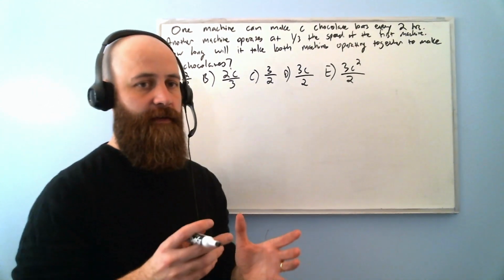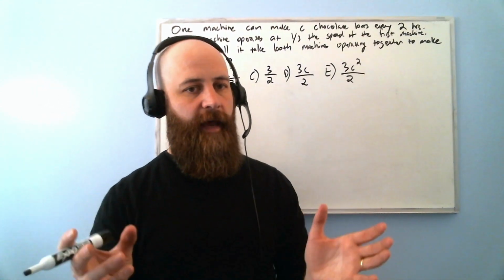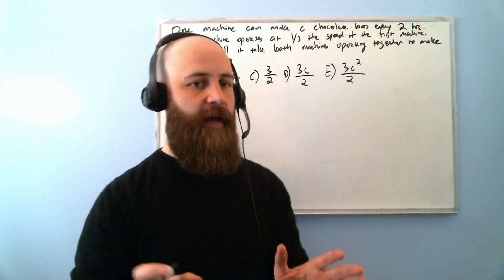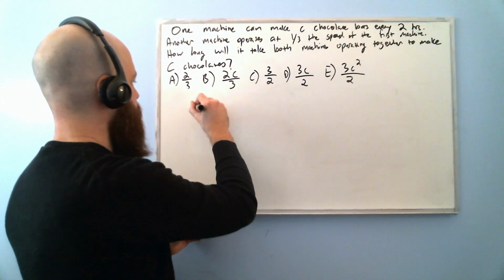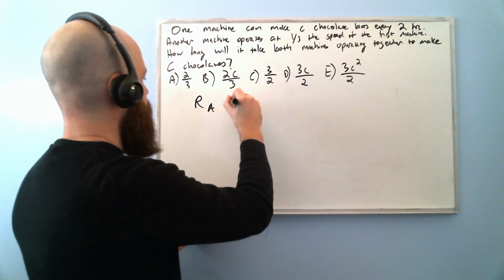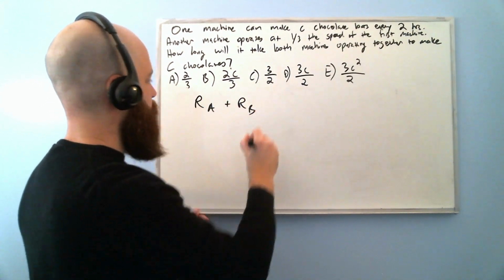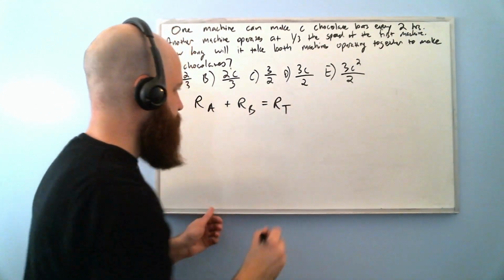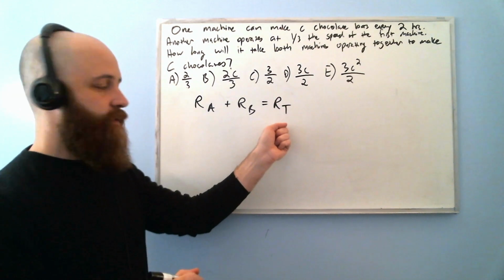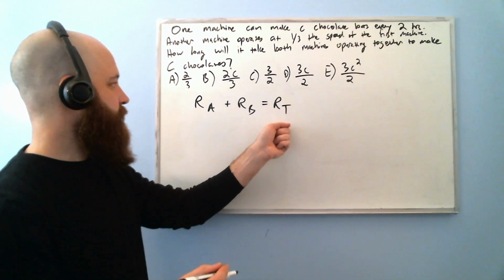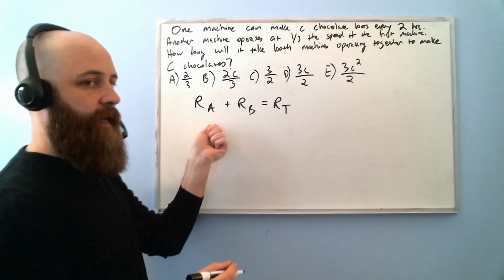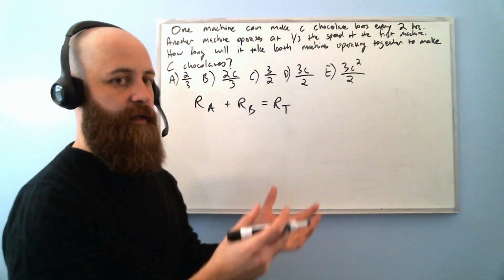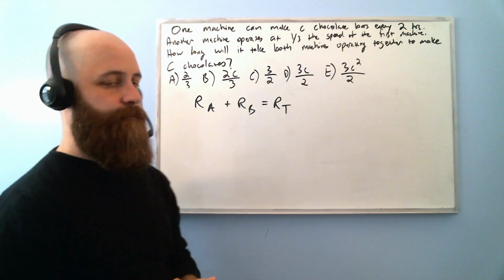Whenever that's the case, it's good to know that you can add the rates of two or more machines to get the overall rate. That's such an important point, I'm going to write it down here. You can add the rates of two or more machines working separately to get their overall, total rate. So R here is the rate of these machines working together, or the total rate. RA is the rate of machine A working on its own. RB is machine B working on its own. If there are more machines, I could add those too to get the total rate.